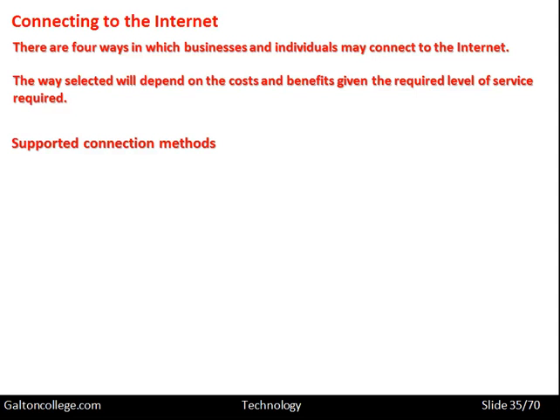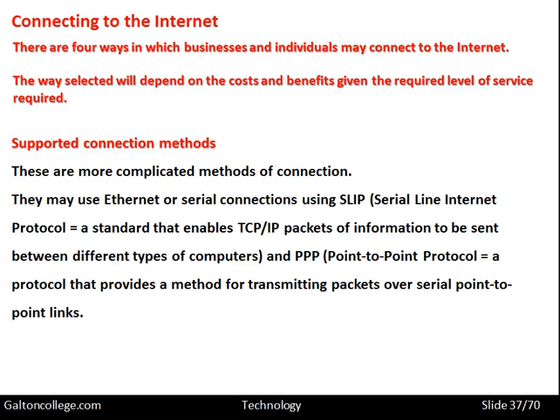Now, supported connection methods. Well, there are more complicated methods of connection. They may use Ethernet or serial connections using SLIP. The SLIP is the Serial Line Internet Protocol. That's a standard that enables the TCP/IP packets, the ones I talked about earlier, of information to be sent between different types of computers.